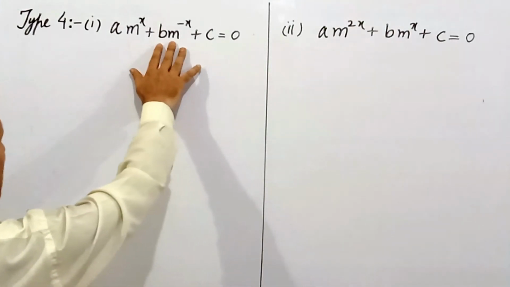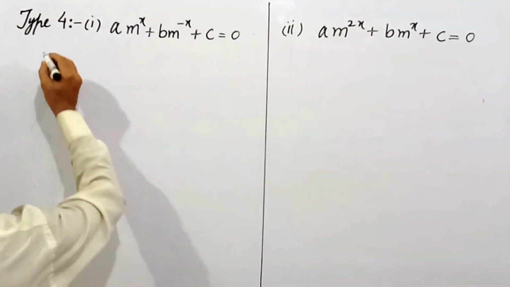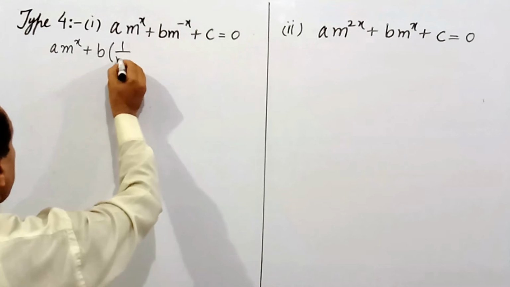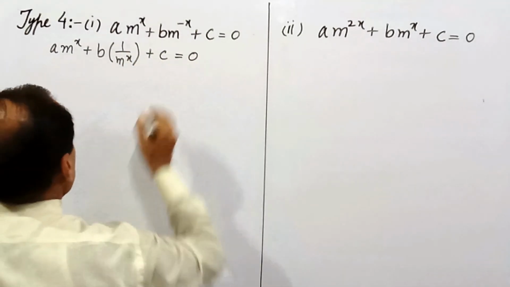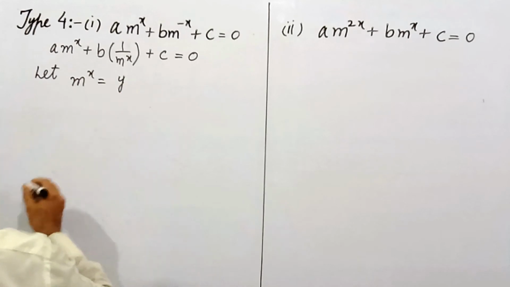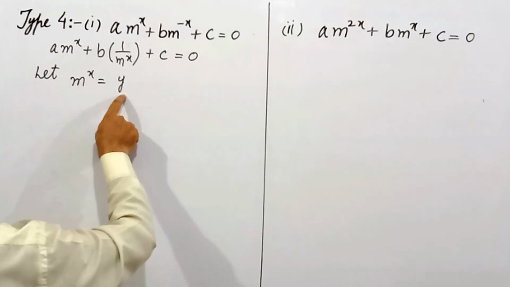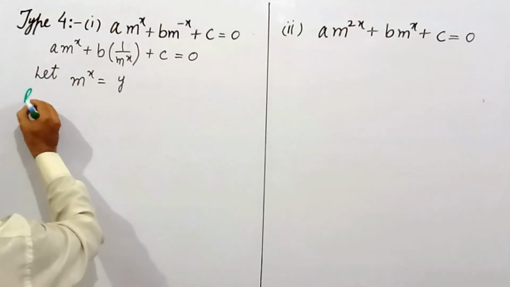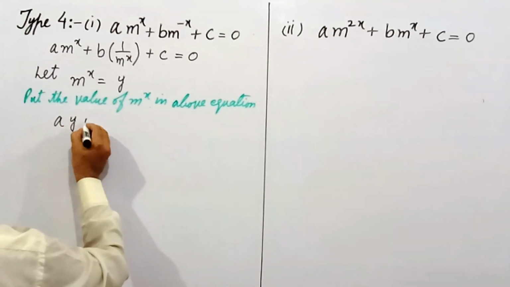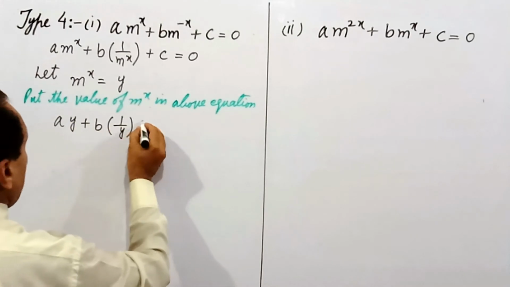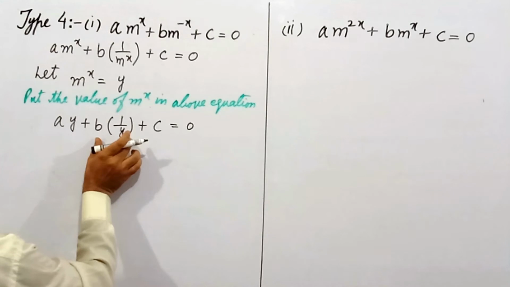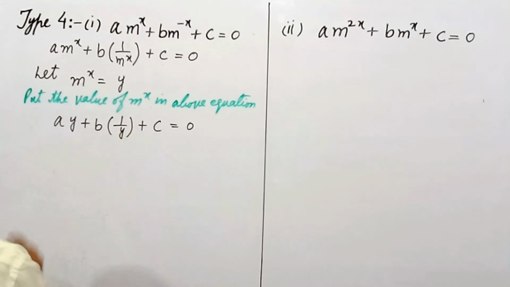In the first step, we apply the law of quotient of power with same base on that term. We have a m raised to power x plus b into 1 over m raised to power x plus c is equal to 0. Now we let m raised to power x is equal to y. We put the value of m raised to power x, which is y, in that equation. We have a into y plus b into 1 over y plus c is equal to 0. As we have a rational expression in the second term, therefore we multiply by the LCM of the denominator to each term.